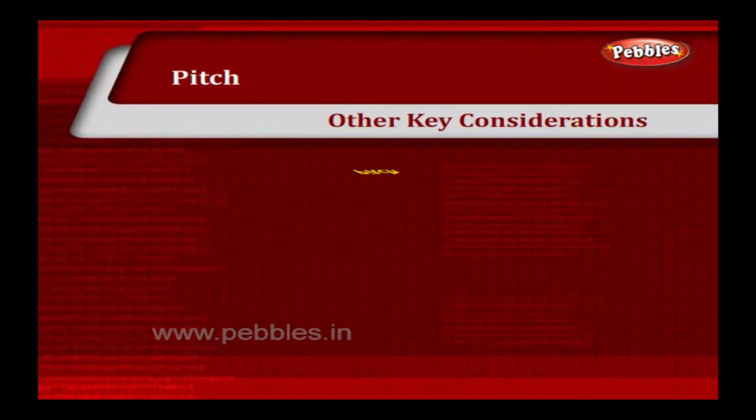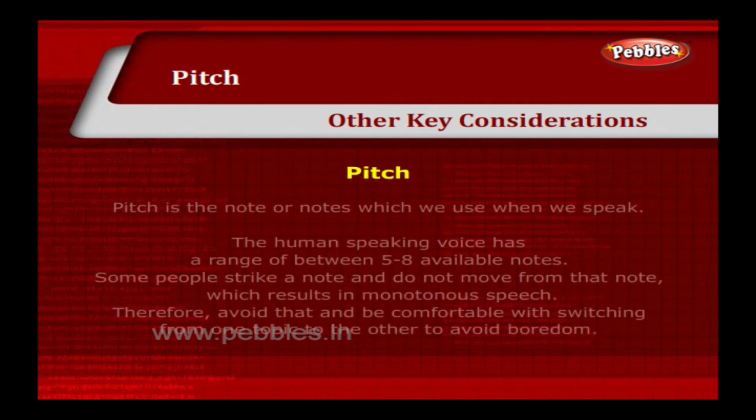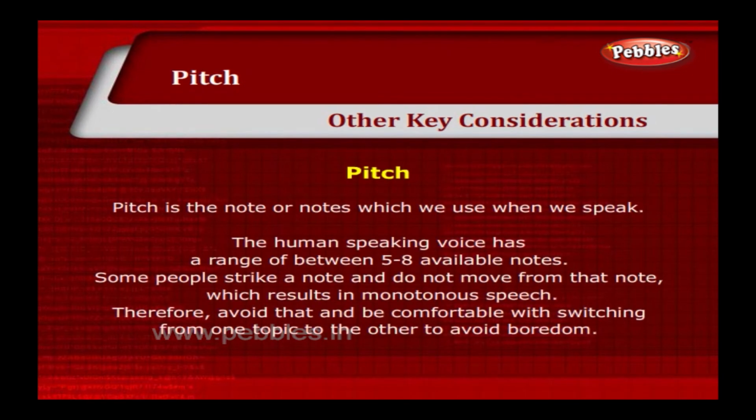The first type is pitch, variety in notes and intonation, the rise and fall of the voice. Pitch. Pitch is the note or notes which we use when we speak. The human speaking voice has a range of between 5 to 8 available notes.